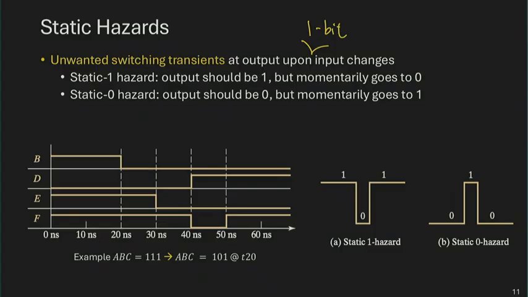There are 2 kinds of static hazards. Static 1 hazard means I want the output to be a 1, but it momentarily goes to 0. Static 0 hazard is the opposite. And what we're observing here is a static 1 hazard. The output should be 1 for both of those 2 input patterns, but it momentarily goes to 0. So this is a static 1 hazard for that 2-level sum of product circuits we examined earlier.